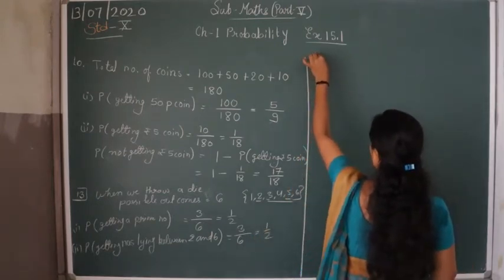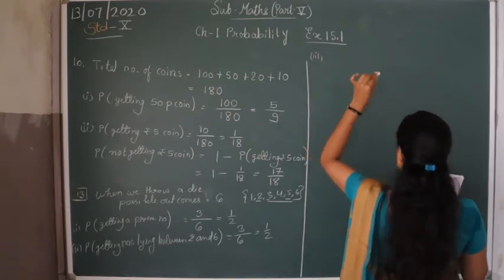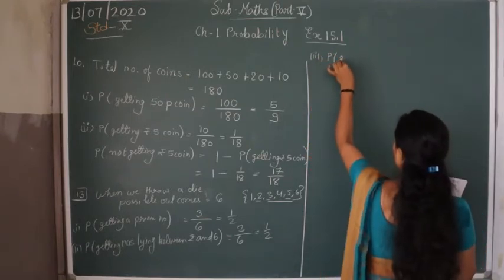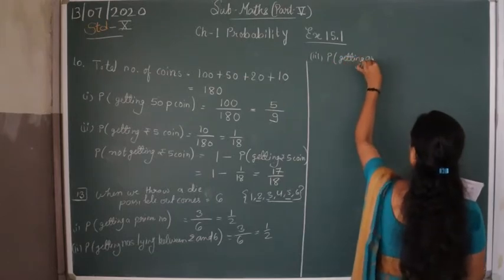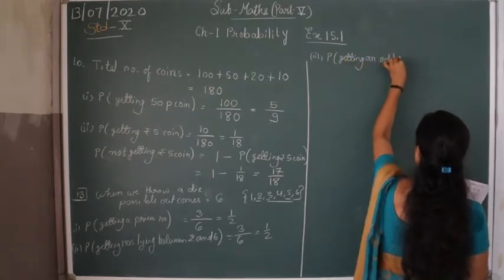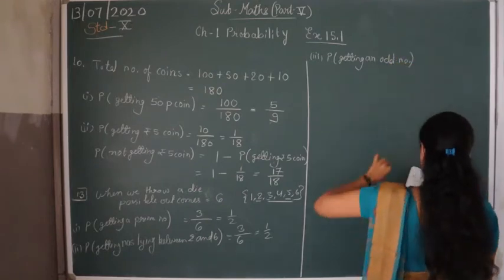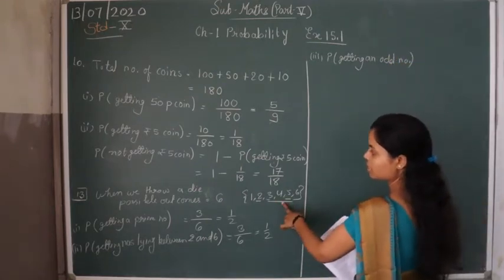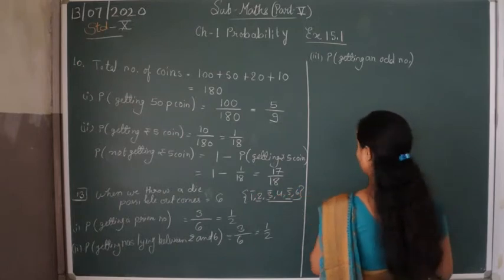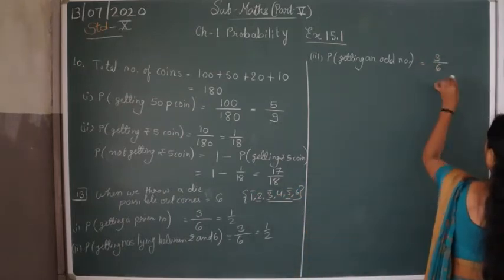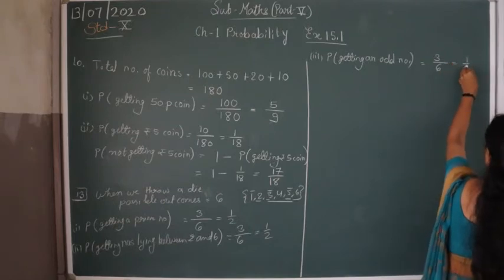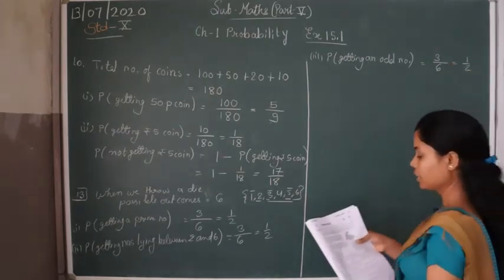Now the next question is the probability of getting an odd number. Okay, so how many odd numbers are there? 1, 3 and 5. There are 3 odd numbers. So we write 3 and then possible outcomes 6. And when you solve this, you get 1 by 2.